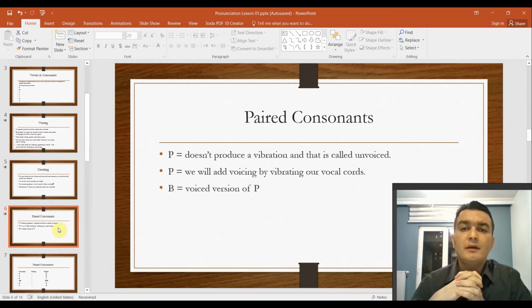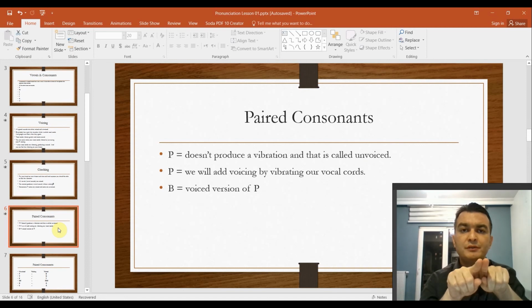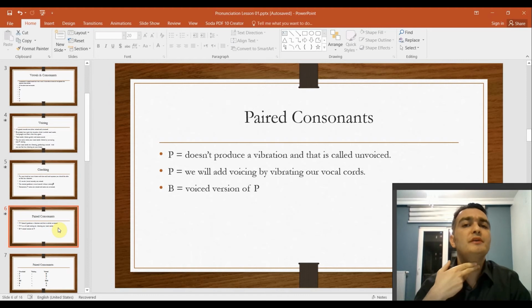Okay, so we have paired consonants. Okay, paired consonants basically are very similar. For example, we have consonant p, p. Okay, put your fingers over here and say p, p. Can you feel any vibration? No, you can't, because p is unvoiced.